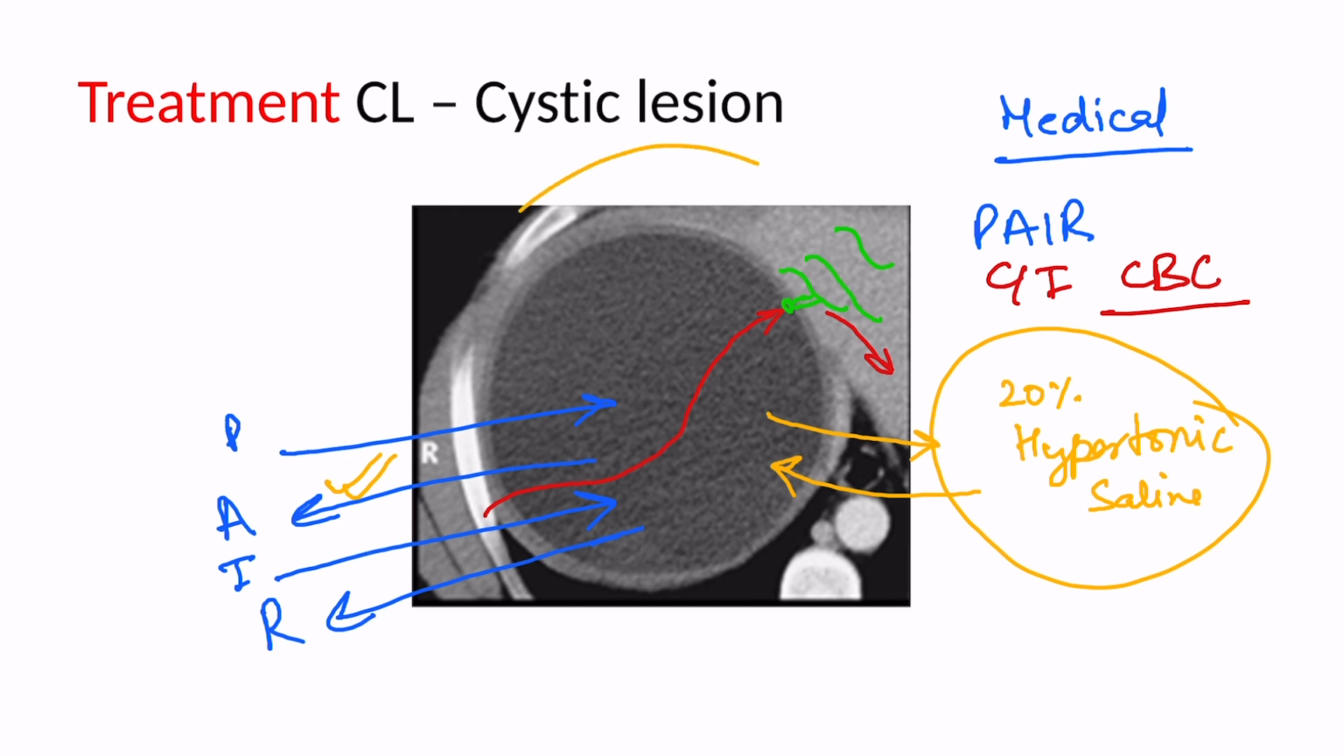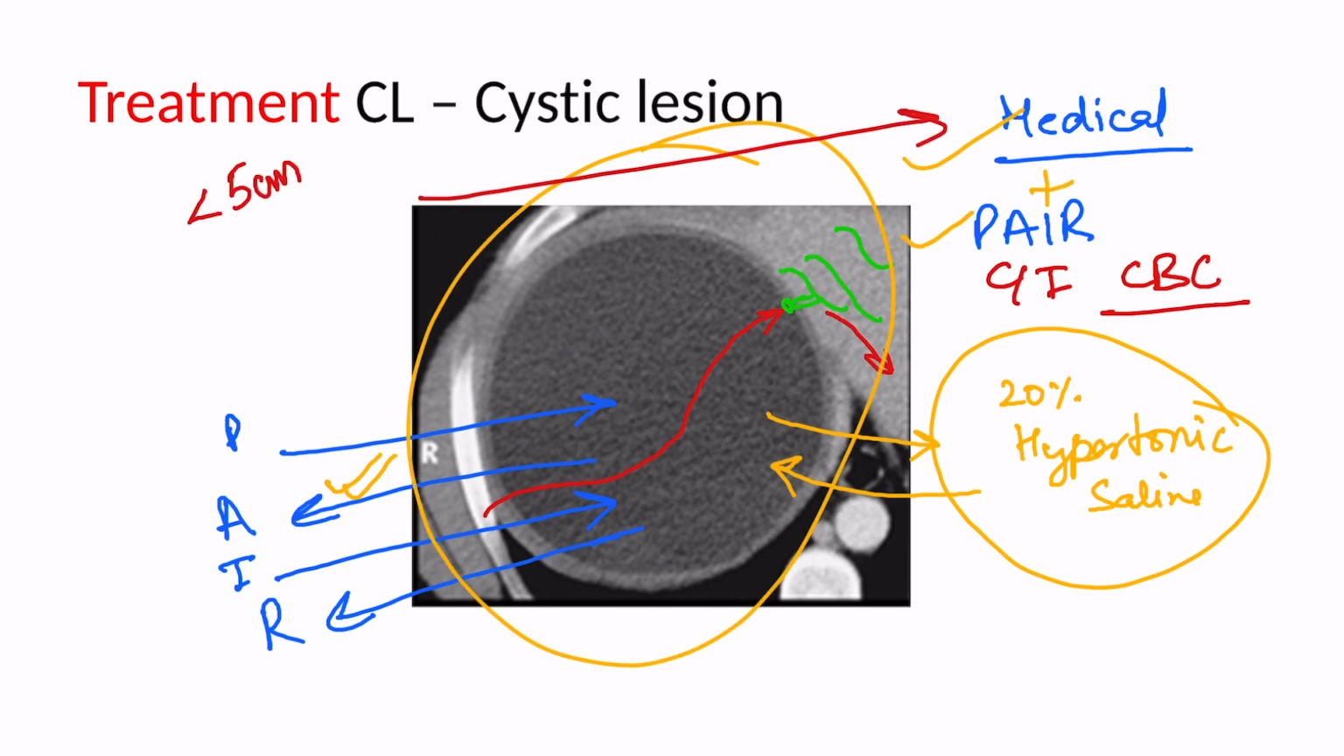So in this CL stage, best is medical treatment. Start medical treatment plus PAIR. If PAIR is not available, you have the option of surgery. Now, suppose there is a very small cyst, less than 5 centimeters. In such cases, you may go for medical treatment alone and then look whether the cyst has regressed or not. If the cyst is regressing, or if there is calcification appearing in the wall, this means the cyst is dying. So there's no need to do PAIR, just wait and watch in a cyst less than 5 centimeters.